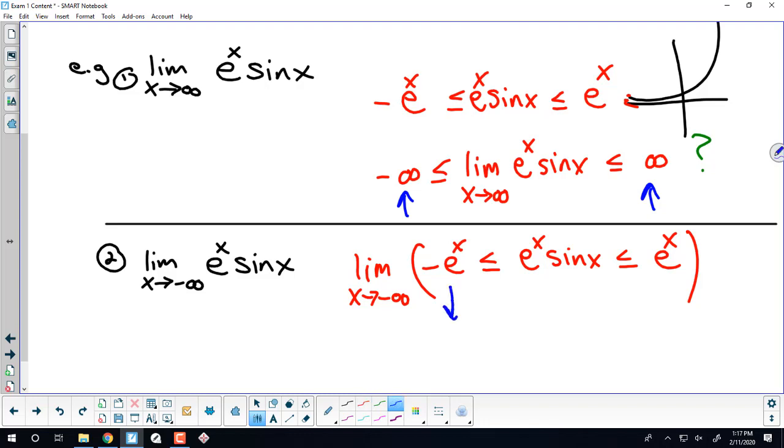So e to the x is approaching 0, negative 0 really. So what do we know about that limit? It has to be 0, right? If the limit on the function in the middle is larger than or equal to 0, but less than or equal to 0, it has to be 0.